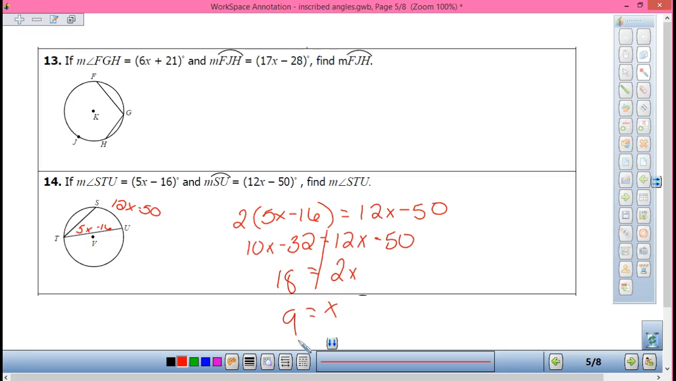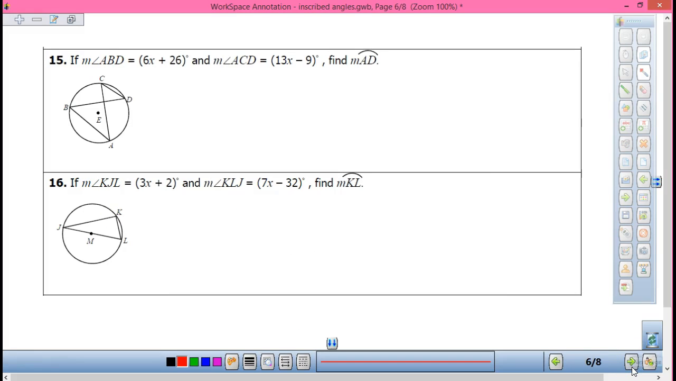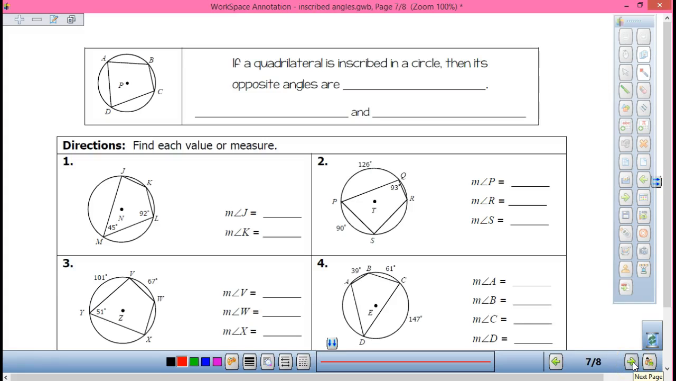Okay, but am I looking for x? Oh, I'm looking for the measure of angle STU. So what do I have to do with that? Plug it into 5x minus 16. We get 29. 29 what? Degrees, yep. Everything that we do today is either an arc or an angle, so it's all going to be in degrees.